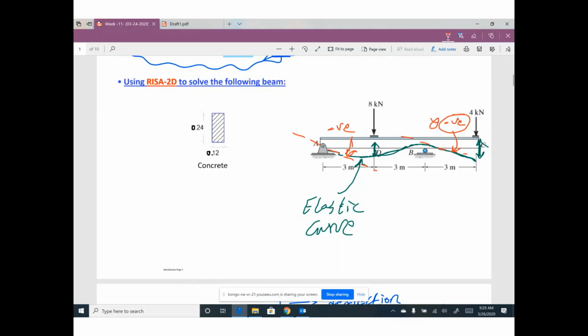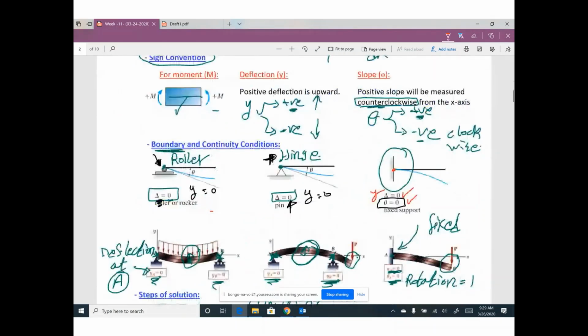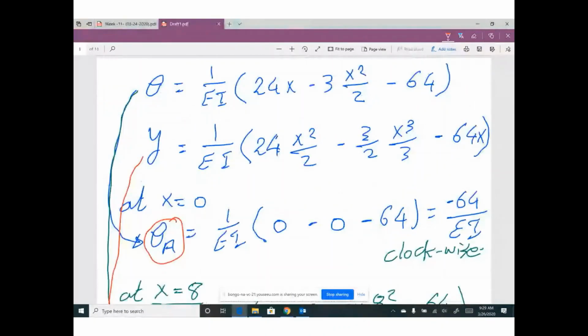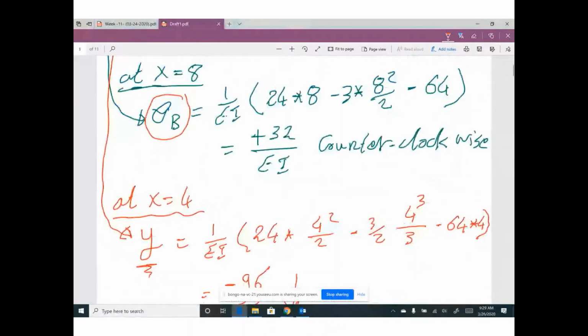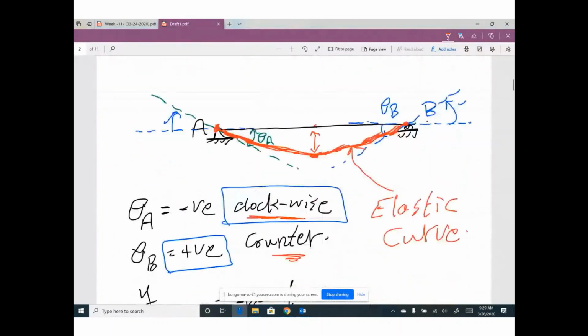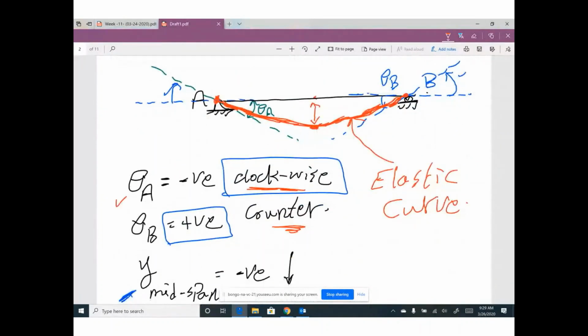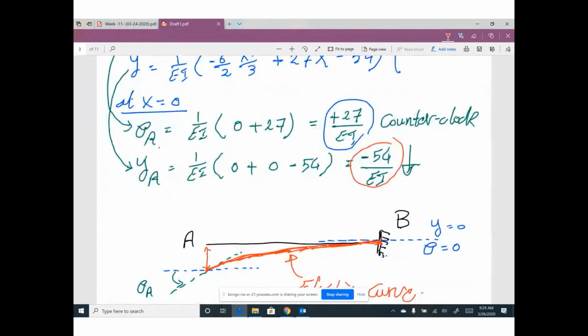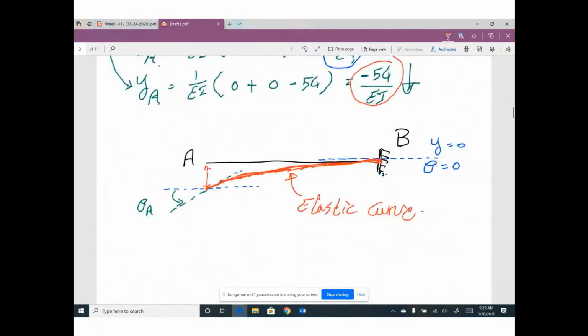So what we are doing right now is drawing the elastic curve. And this elastic curve must follow your final answer. Based on your values of theta and your values of deflection, I can figure out the new shape, the deformed shape of the beam.